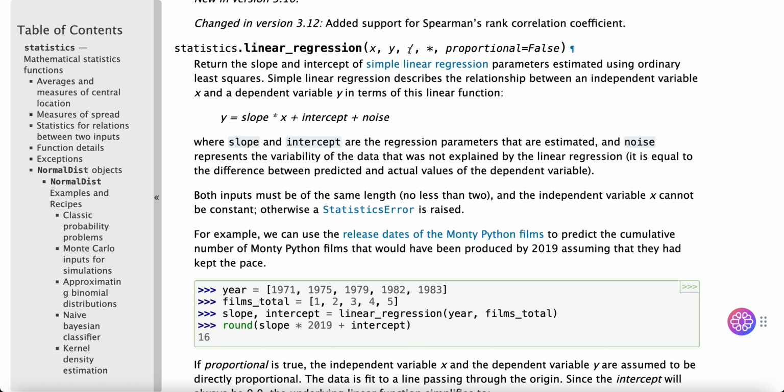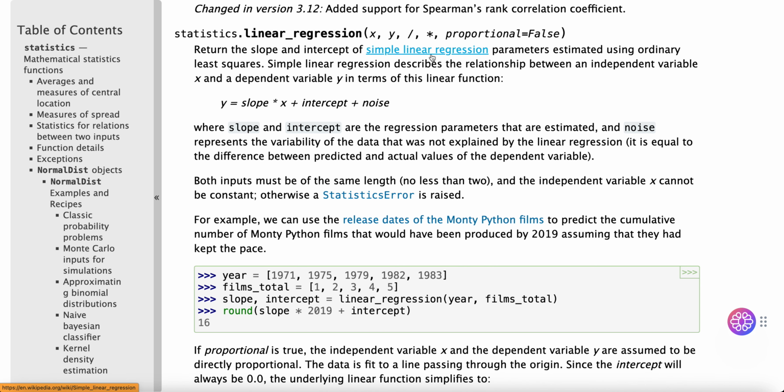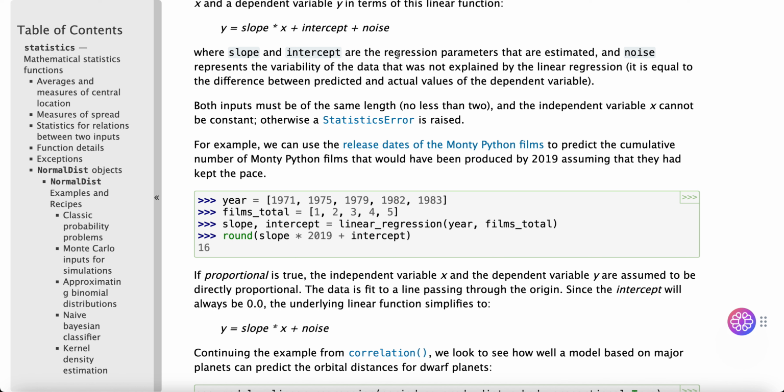statistics.linear_regression(x, y, /, *, proportional=False) returns the slope and intercept of simple linear regression parameters estimated using ordinary least squares. Simple linear regression describes the relationship between an independent variable x and a dependent variable y in terms of this linear function: y = slope * x + intercept + noise, where slope and intercept are the regression parameters that are estimated, and noise represents the variability of the data that was not explained by the linear regression. It is equal to the difference between predicted and actual values of the dependent variable. Both inputs must be of the same length, no less than 2, and the independent variable x cannot be constant, otherwise a StatisticsError is raised.